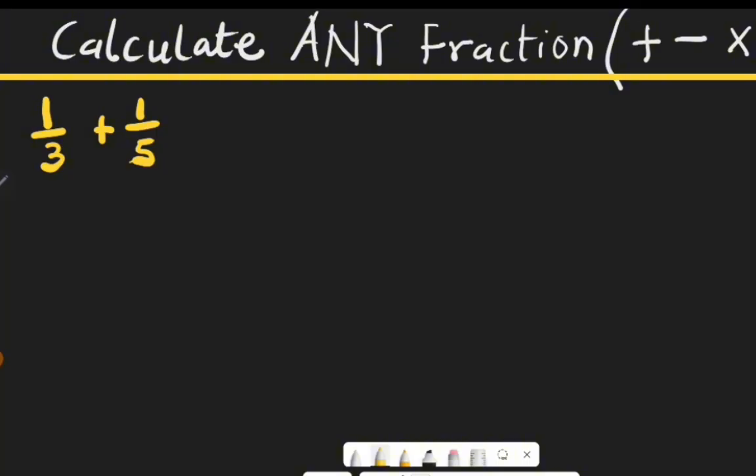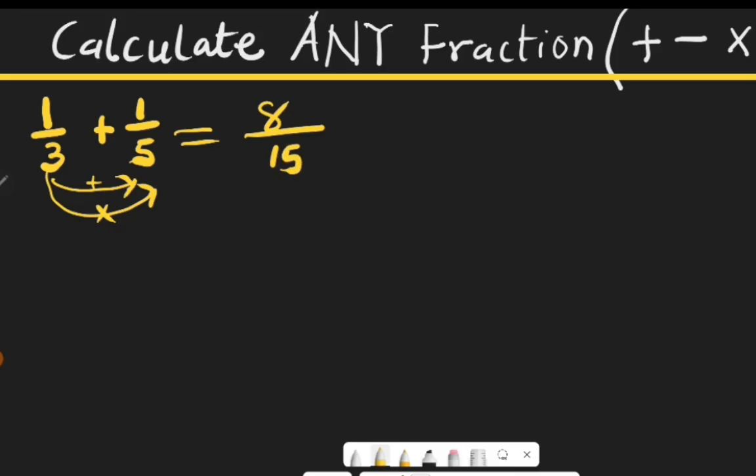If you are adding unit fractions, what you do is add the denominators, which is 3 plus 5, gives you 8, which will be the numerator. Then multiply the denominators: 3 times 5 gives you 15. That is the answer.